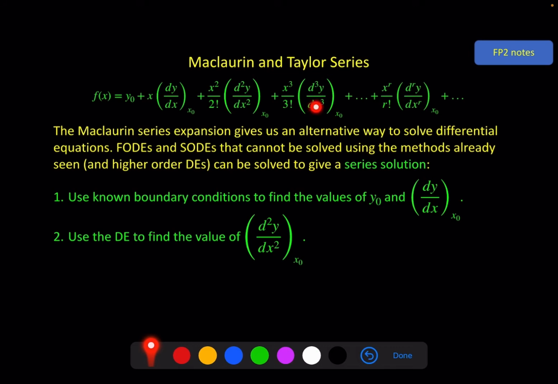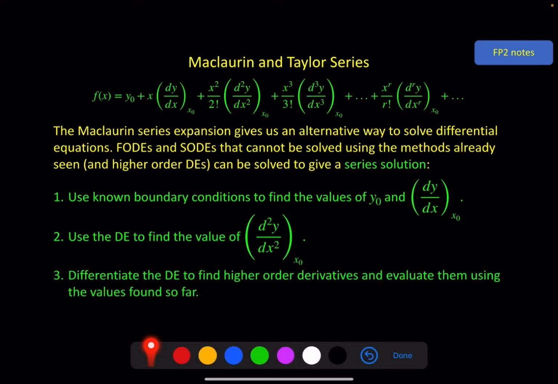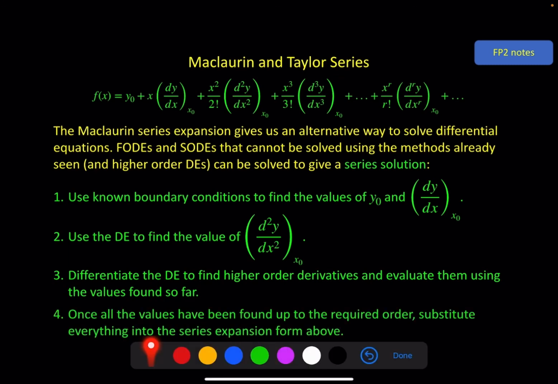Then to find the next term, assuming you need a power 3 or higher, you're going to need to differentiate your differential equation to find a higher order derivative. So if it's a second order differential equation, you differentiate it to find the third derivative of y with respect to x, and you put in all the values that you've got so far in order to find the value of that, so that you can find this value here. And then you keep going until you get up to the order that you need given in the question.